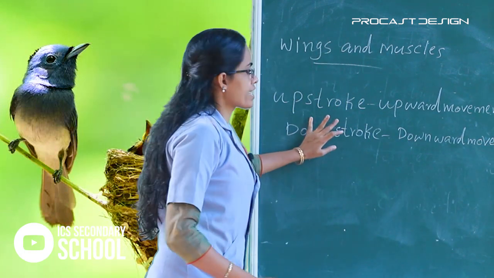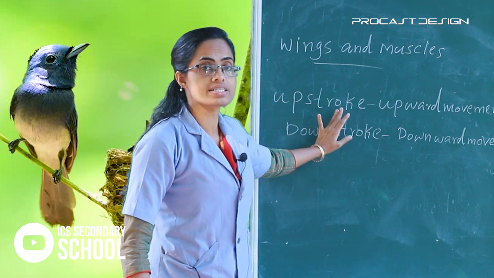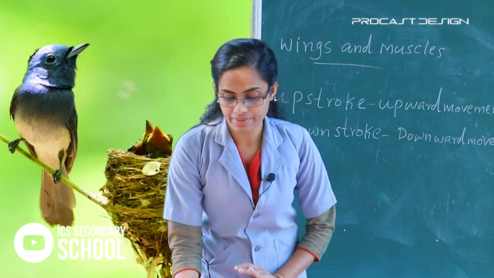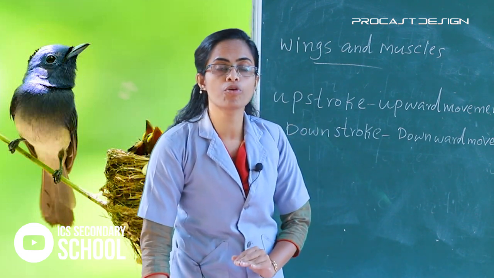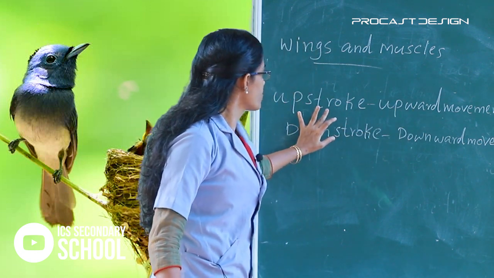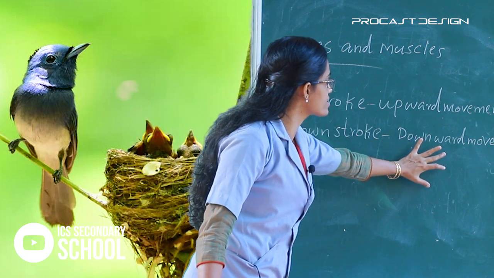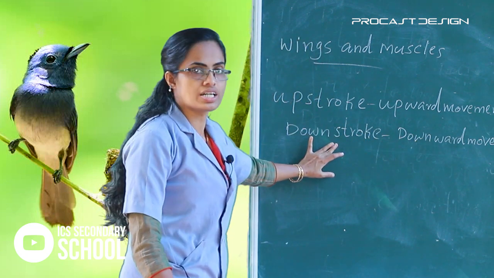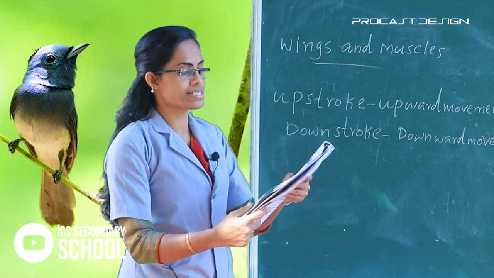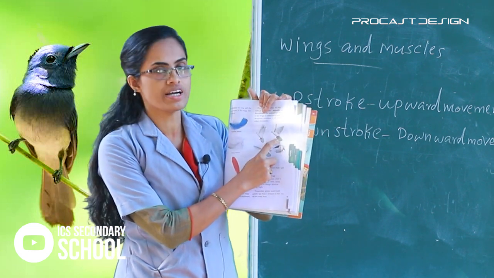Listen here, there are two types of movements, upstroke and downstroke. Then what is upstroke? The upward movement of a bird's wings. The upward movement of wings is called upstroke movement and the downward movement of wings is called downstroke movement. In your textbook, the picture is like that.